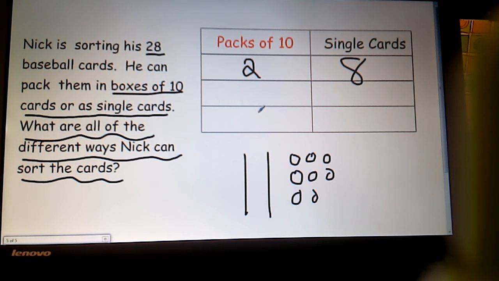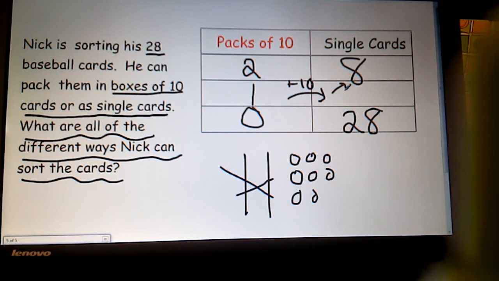Jumping down to the bottom, pretend you had no longs to help you. How many single cards or cubes would you have? Well, that would be 28. If I take one of those packs away, so I only have 1, I know now that I need to add 10 to this column or to the number up above, which would give me an answer of 18. Those are all of the different ways that students have been solving word problems using graphic organizers to help them.